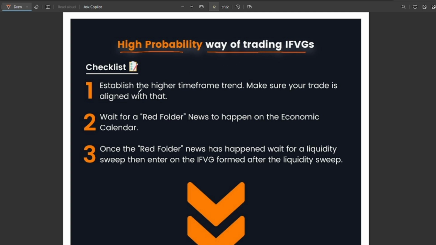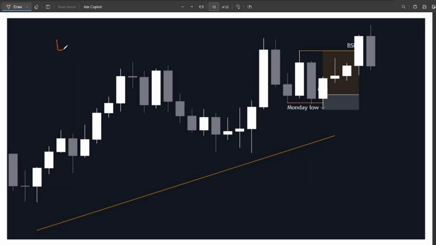The first step in that is to establish the higher time frame trend and make sure that your trade is with the trend. The second step is to take a trade after a red folder news has happened, and the third step is to take a trade after a liquidity sweep has happened. So let's look at an example of a high probability trade using inverse fair value gap. Here you can see this is a EURUSD chart on the higher time frame. What does this indicate? That price is moving bullishly. The trend is higher. So our first condition is met.